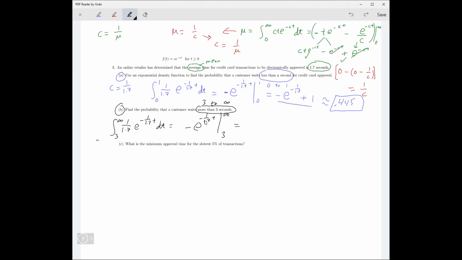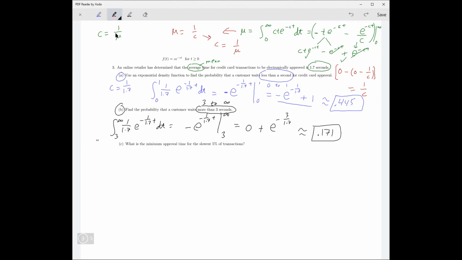Okay, now as you go to infinity, this is going to go to 0 because you're e to the negative number. So that's 1 over e to a positive number that's getting larger and larger and larger. So that's going to go to 0. And you subtract and put a 3 in, you get e to the negative 3 over 1.7, which, again, using a calculator, I get approximately 0.171.